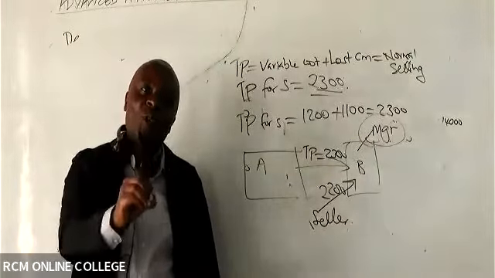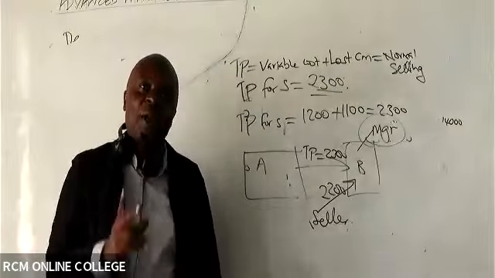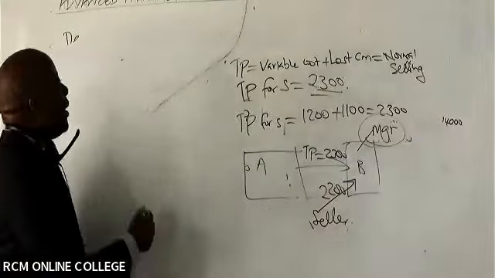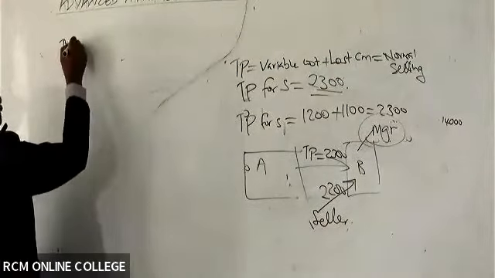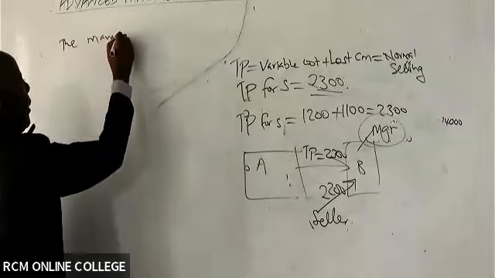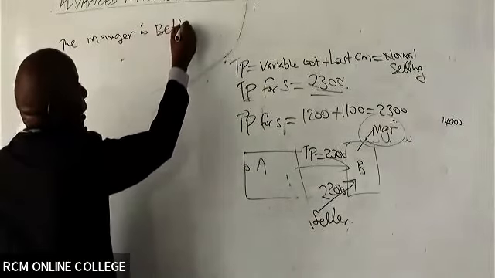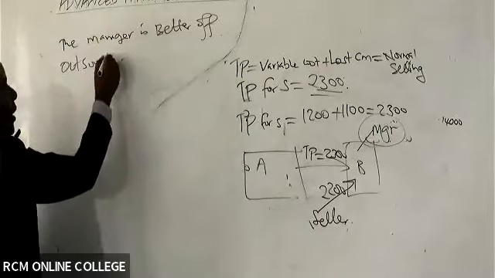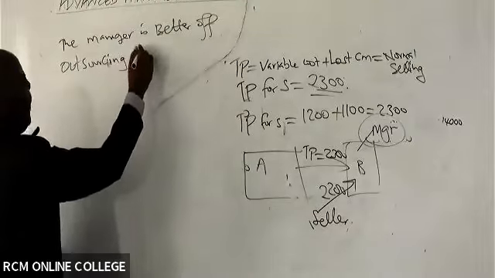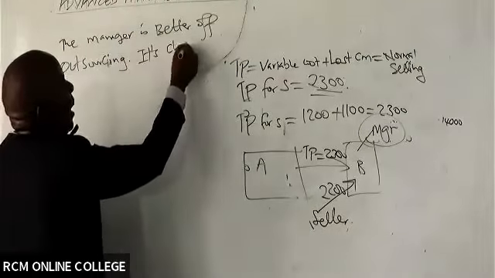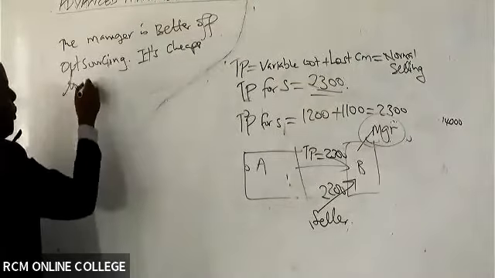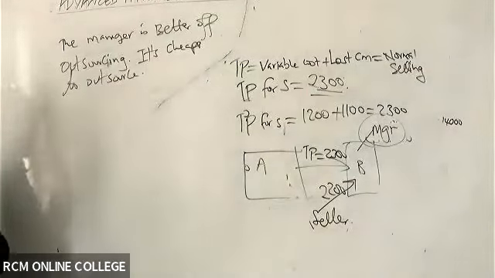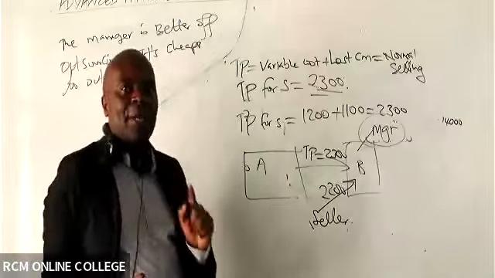So the optimal decision, you are a cost minimizer. You are a management accountant. So as a cost minimizer, we are saying that the manager is better off doing what here, somebody? Is better off outsourcing. In short, we are able to see it is cheaper. It is cheaper to outsource. It is cheaper to do what here? To outsource.